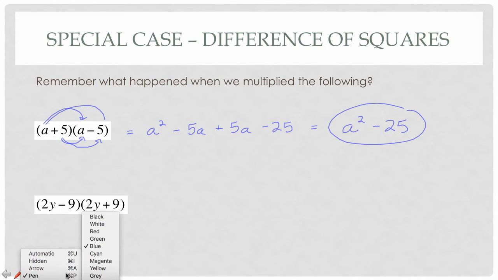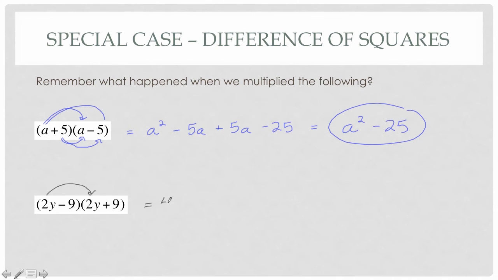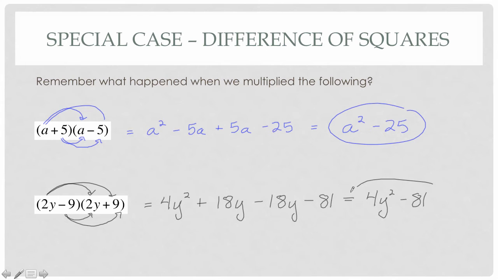Let's look at another one. 2y times 2y equals 4y squared. 2y times 9 is going to be plus 18y. Minus 9 times 2y is going to be minus 18y. And finally, negative 9 times positive 9 is going to be negative 81. Well, again, I got plus 18y minus 18y, so it just turns into 4y squared minus 81. There's only two terms left.